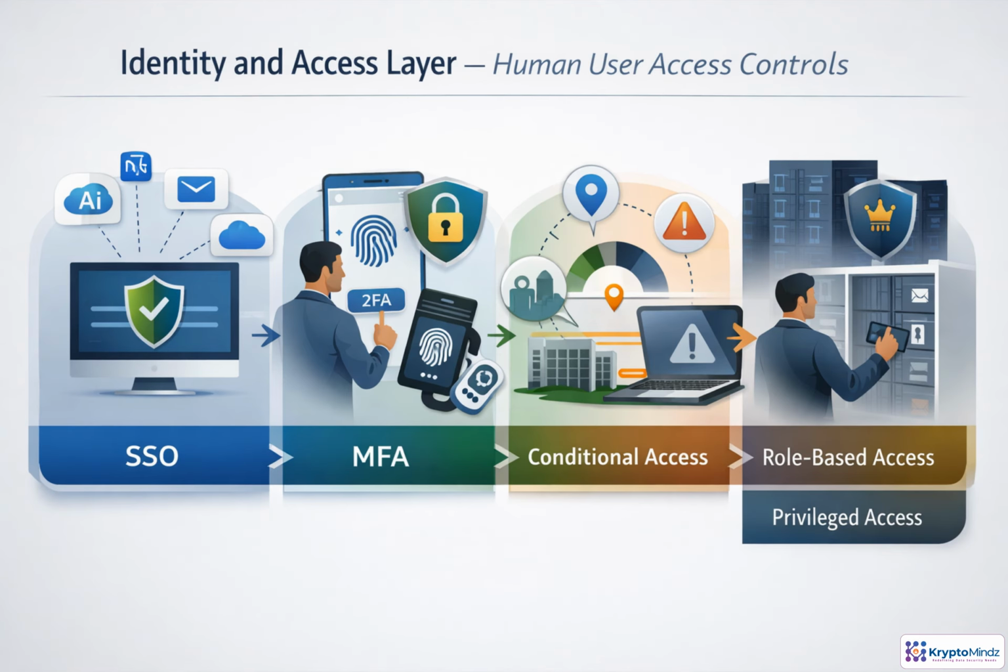Human access controls should work as a chain, not as isolated tools. SSO provides one governed entry point and stronger audit visibility. MFA adds proof that the user is really present, especially for AI workbenches, admin portals, and data platforms. Conditional access checks context, such as device health, location, and behavior. Role-based controls and privileged access management then limit what users can do, so access matches need, not convenience.